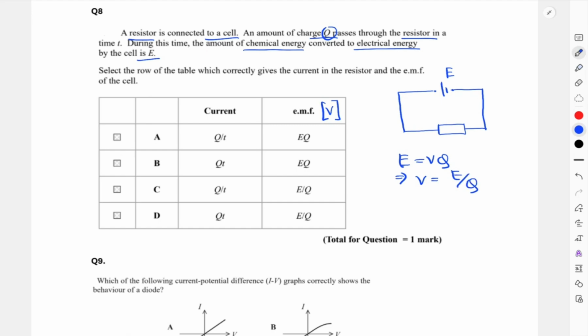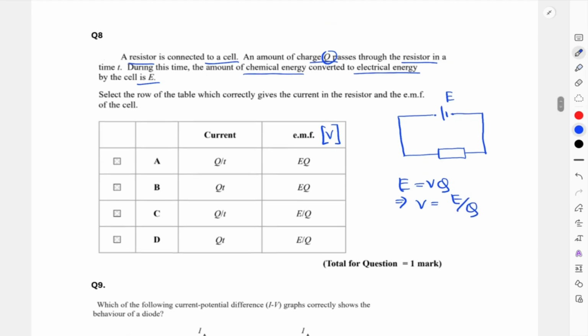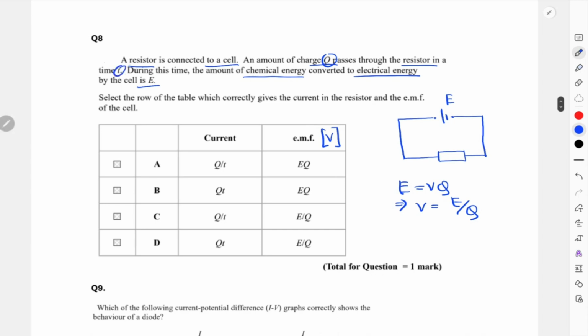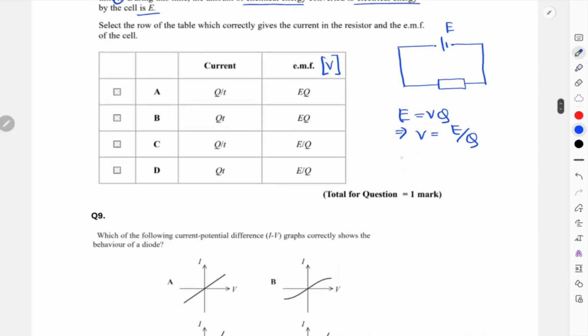And after that, they also want to find out the value for current. They have given you charge and they have given you time t. In that case, Q equals IT will become I equals Q over T, which is again option, yeah, option C is the correct answer, right? Sorry, I made a mistake. This was not division over here. So my correct answer over here is C.